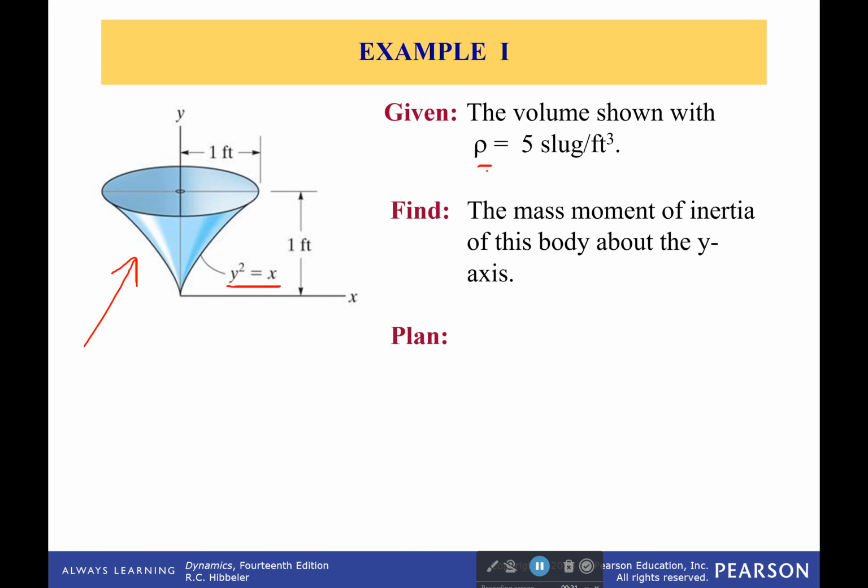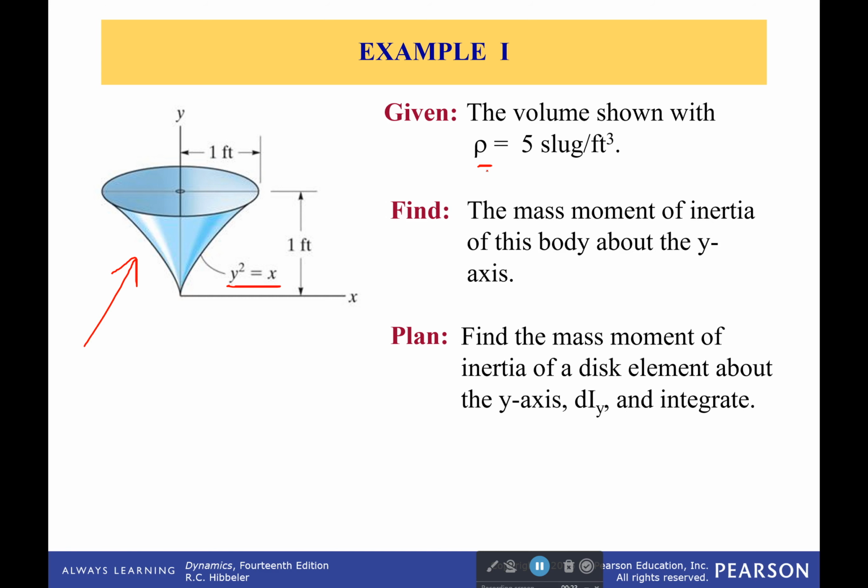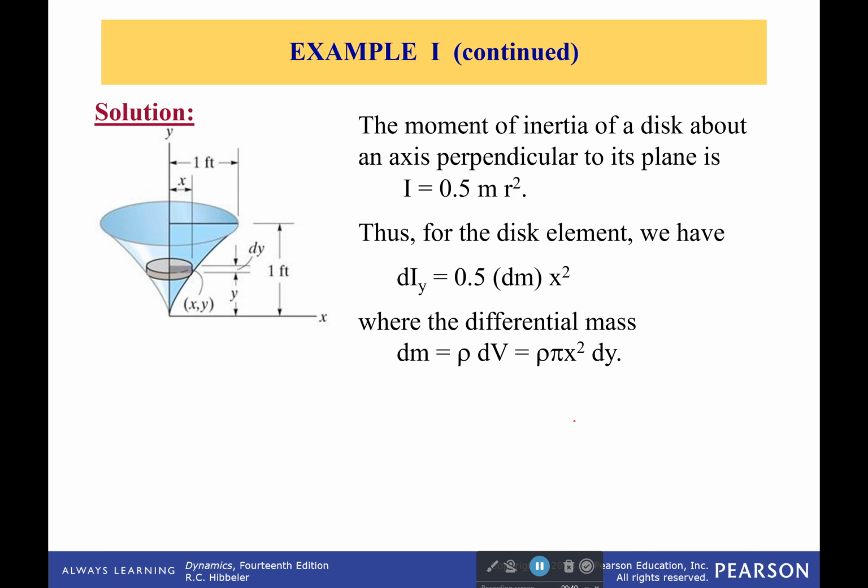So how are we going to do this? Well, we're going to have to figure out what kind of shape we're going to use, which in this case, we'll use a disk element. And then we're going to set up our equation for the element, or the infinitesimal moment of inertia for that disk, and then integrate. So let's jump in there and try it out.